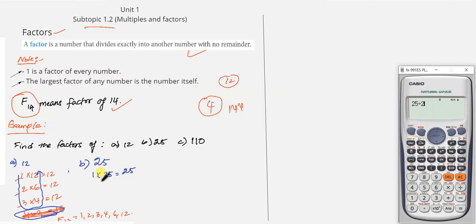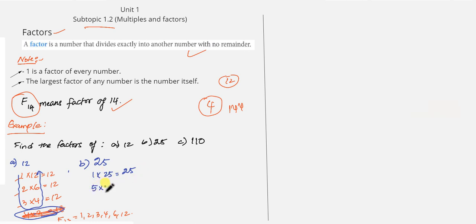25 divided by 2 leaves a remainder, so we cannot use this. Divided by 3, no. 25 divided by 5, yes. So we can write 5 times 5 is equal to 25. So that's it. You see already the numbers are repeating.